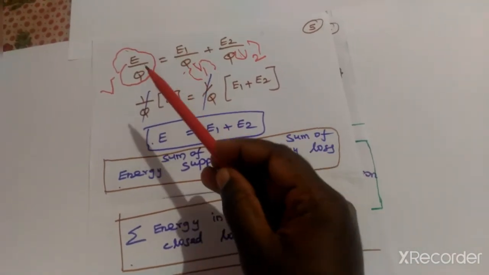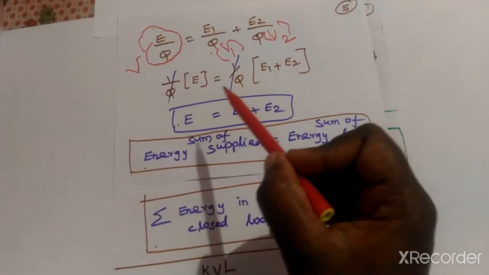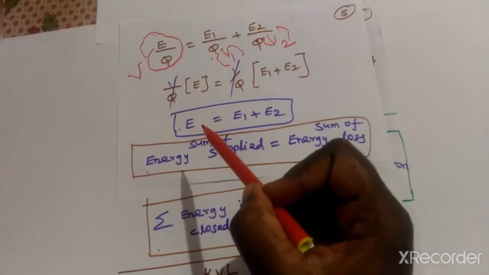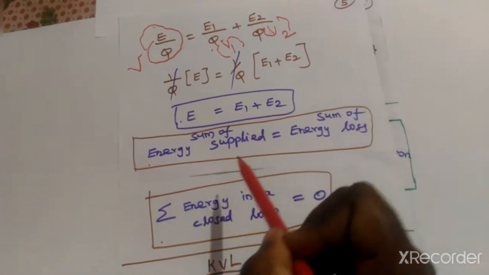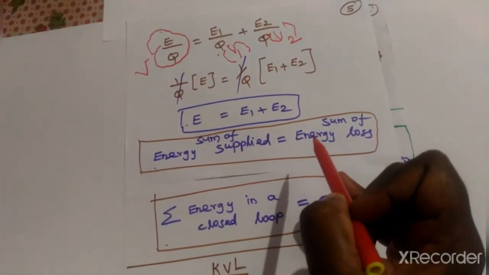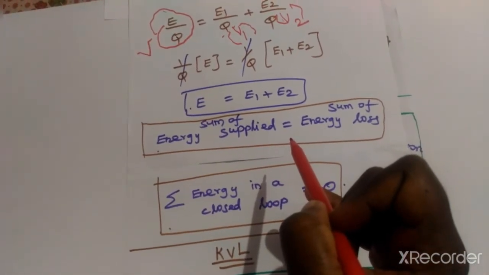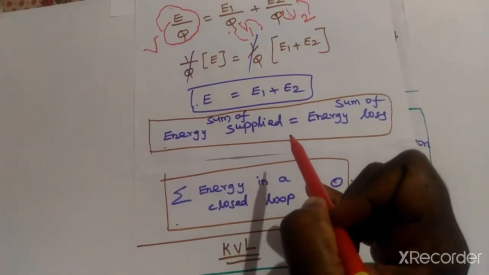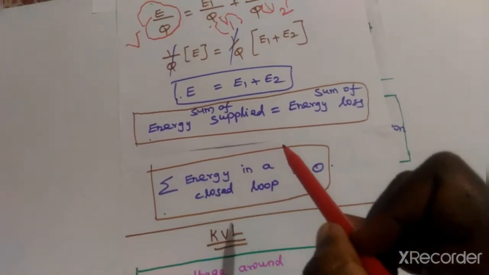From this equation, 1 by Q is common on the left and right side of the equation, so take it outside. 1 by Q cancels out, and finally energy supplied is equal to energy dissipated across the resistances, E1 plus E2. So in a closed circuit, the sum of energy supplied is equal to the sum of energy loss. Energy can neither be generated nor destroyed, but it can be transferred from one form to another. So that is the concept.